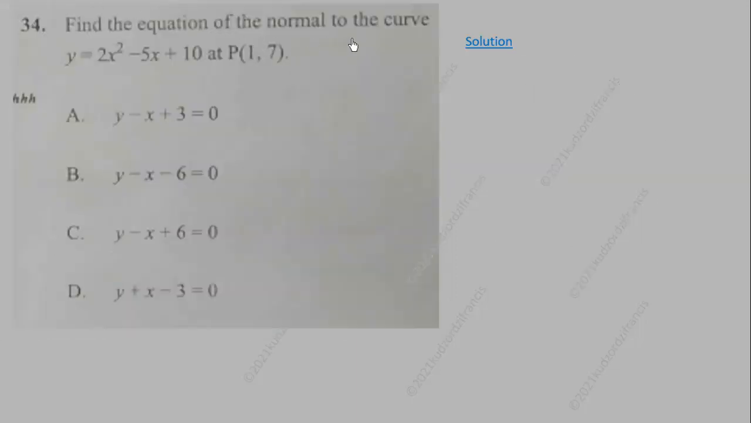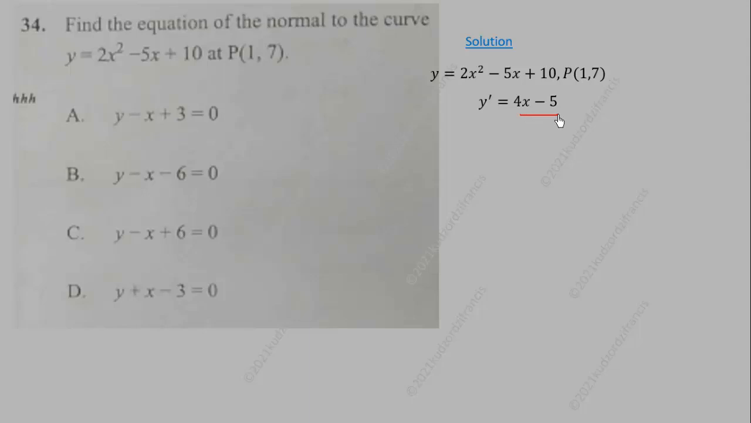Find the equation of the normal to the curve y equals 2x squared minus 5x plus 10 at P of 1, 7. So how do you go about this? We first determine the derivative of the function, which gives us the gradient function, which is 4x minus 5.